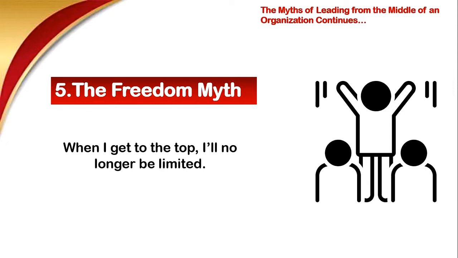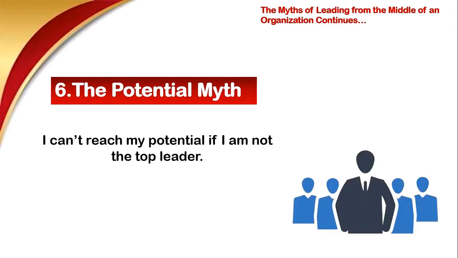But people who are working in the middle level or lower level tend to think that when someone gets to the top, the person will no longer be limited by anything, the person will have limitless freedom. Now the sixth myth is the potential myth. I can't reach my potential if I am not the top leader. Now, an interesting fact is that the majority of the people in an organization can get to the highest level, meaning the CEO.